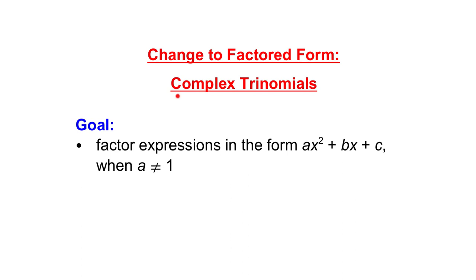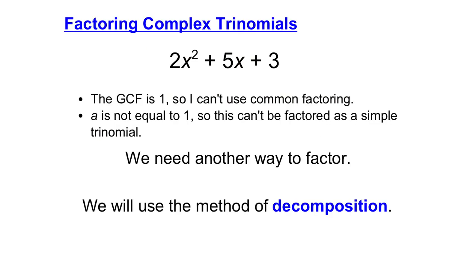The one we're going to look at today is a complex trinomial. And a complex trinomial is an expression written in this form, ax squared plus bx plus c, where a, the coefficient on the x squared term, is not 1. If it was 1, it would be a simple trinomial, but if it's not 1, it's going to be a complex trinomial. So here's an example.